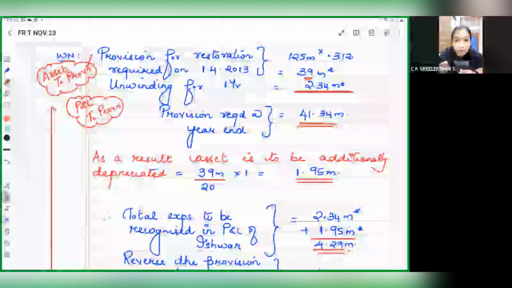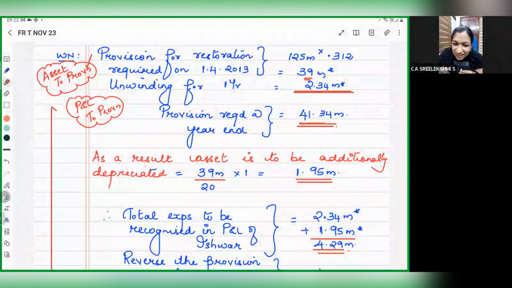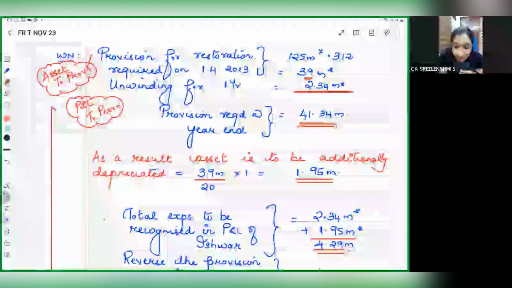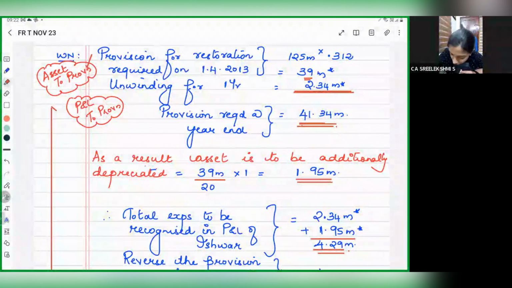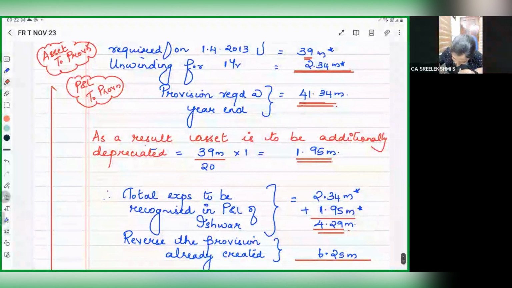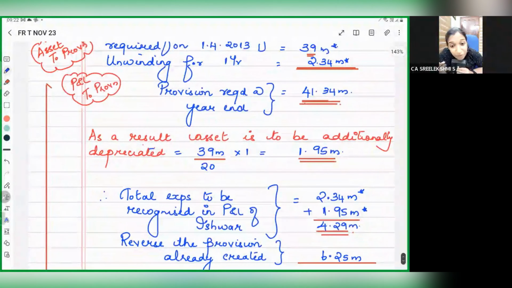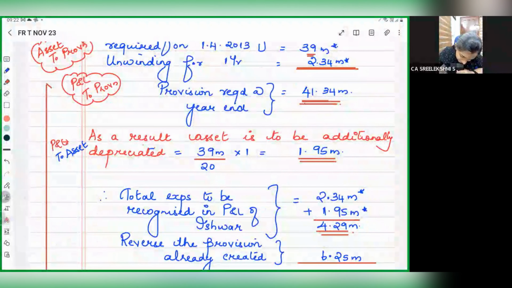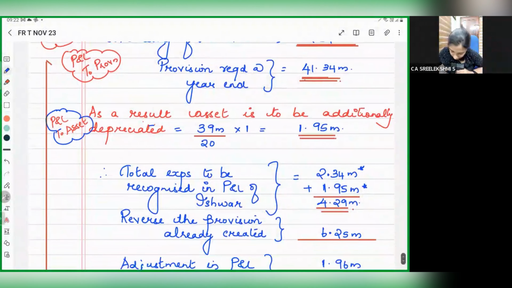The provision to be unwound is 2.34 million. So the provision unwind entry is P&L to provision. Then 1.95 million should have been depreciated. If capitalized, it has to be depreciated. What is the depreciation entry? Whatever the case, it is P&L to asset. Do you understand? P&L to asset entry should have come.